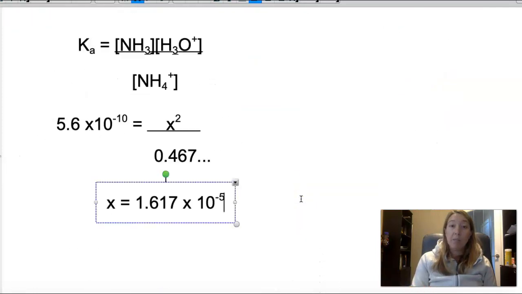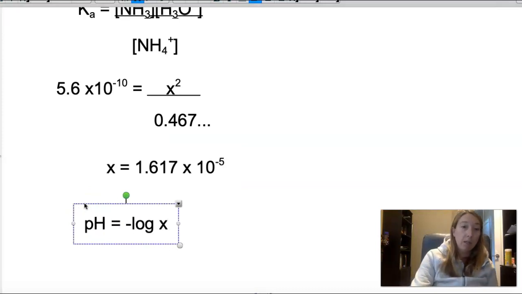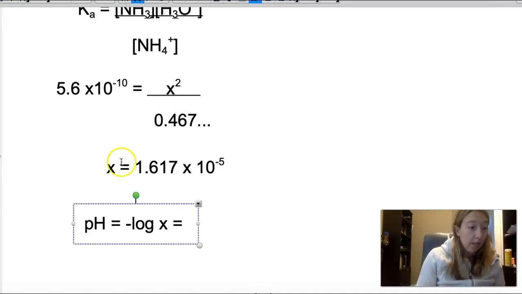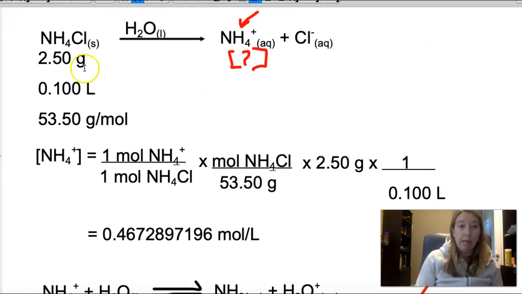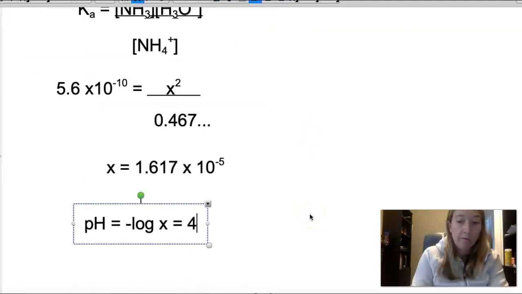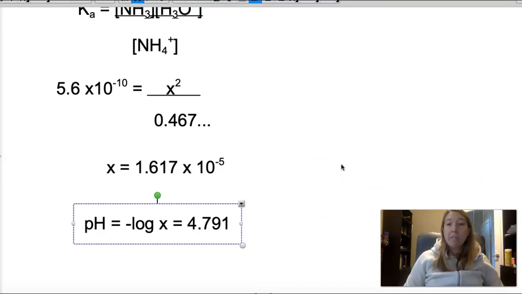Question asked me for what? The pH. So we know that pH is negative log concentration of hydronium, which in this case is x. So we can do negative log of our answer. Okay, significant digits. What did we have? So the mass and the volume both had 3 significant digits, so we can go to 3. So we're going to have 4.791. This makes sense, right? We have ammonium, it's a weak acid. I would expect a pH kind of between 2 and 6 for that one, okay?